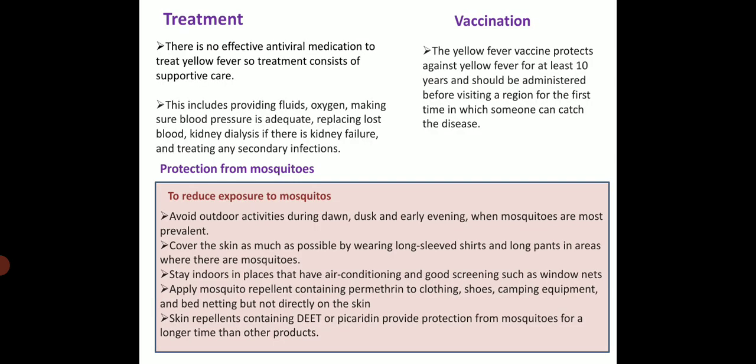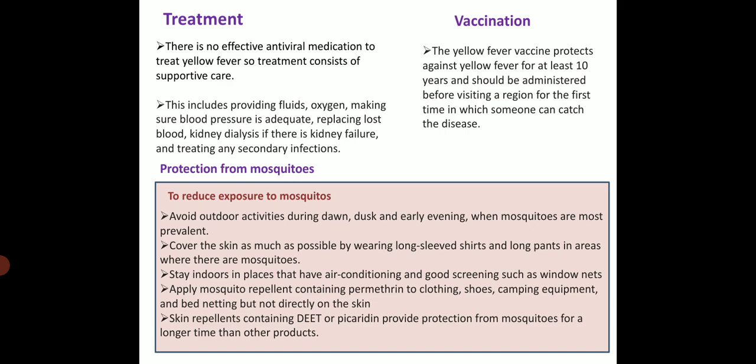Treatment. There is no effective antiviral medication to treat yellow fever. So treatment consists of supportive care. This includes providing fluid, oxygen, making sure blood pressure is adequate, replacing lost blood, kidney dialysis if there is kidney failure, and treating any secondary infection.